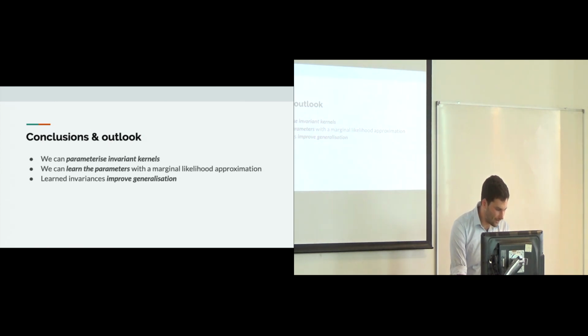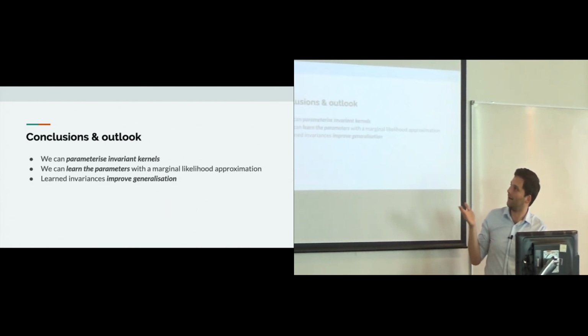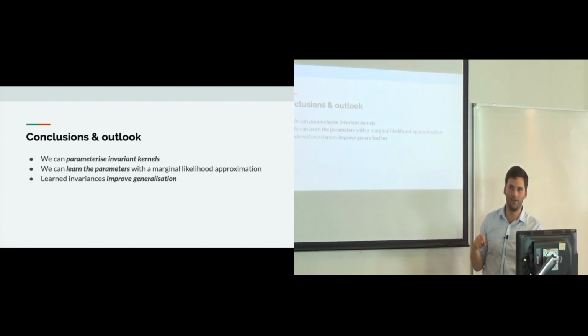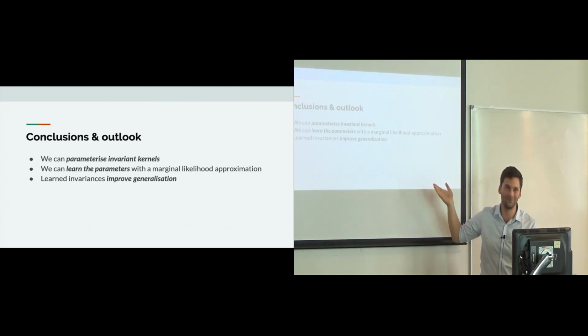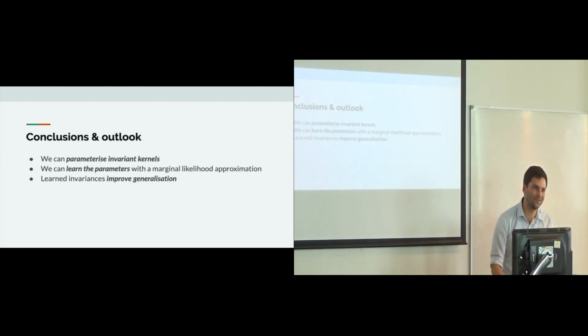So with that, I hope that you agree that we can parameterize interesting invariant kernels, and that the marginal likelihood is a good objective function to learn the parameters of these invariant kernels with, and that even though we can't compute these invariant kernels, we've got approximations to deal with that as well. And finally, that the incorporation of these invariances improves the generalization capability of our models as well. So I hope that was interesting for you, and we're here to answer any questions.